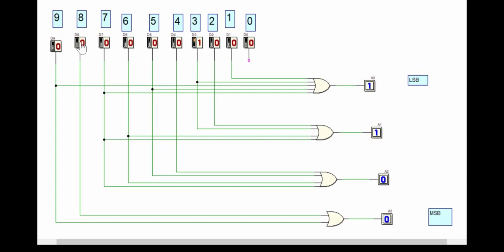If you apply more than one input at the same time, your circuit is showing neither 9 nor 8, so it goes into a different, arbitrary state. To avoid this problem, we design the priority encoder, which we'll discuss in the next lecture.